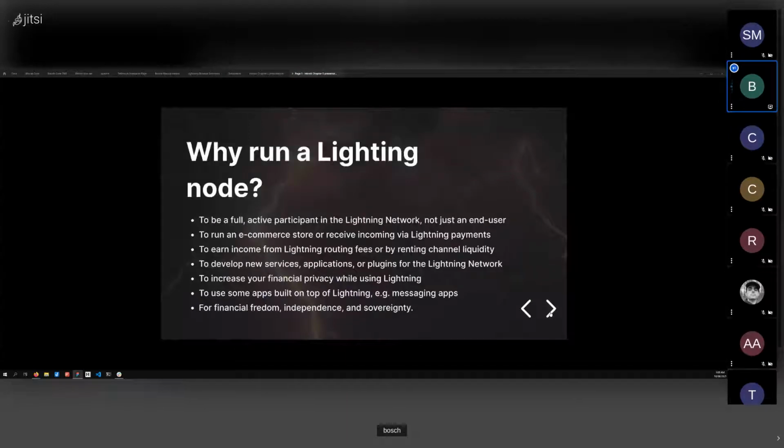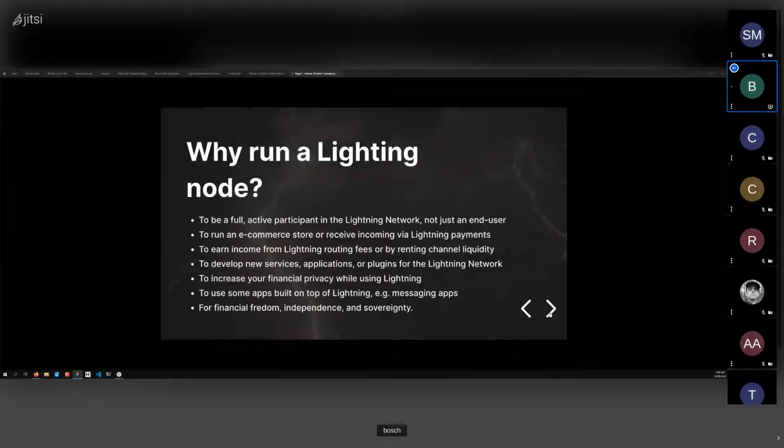So to start off, why would you want to run a Lightning node in the first place? I won't go through all this text, but primarily it's about being a full, active participant in the Lightning Network. Say you're running an e-commerce store with BTCPay or something like that. Or if you want to earn income, you can run a Lightning node as a routing-focused node that earns fees that way.